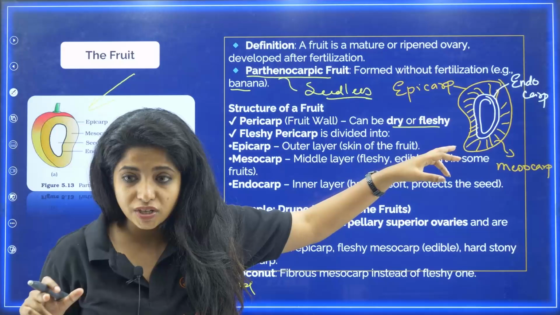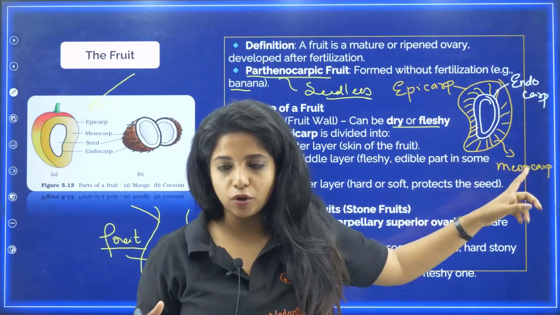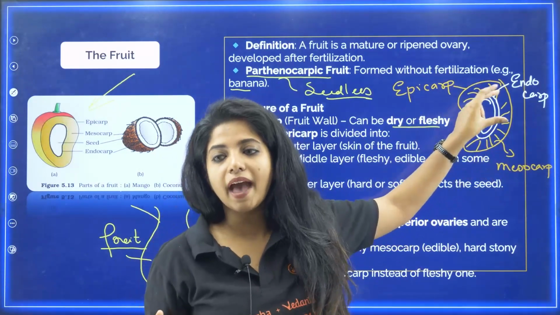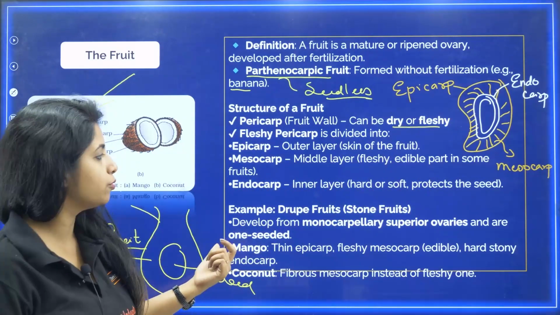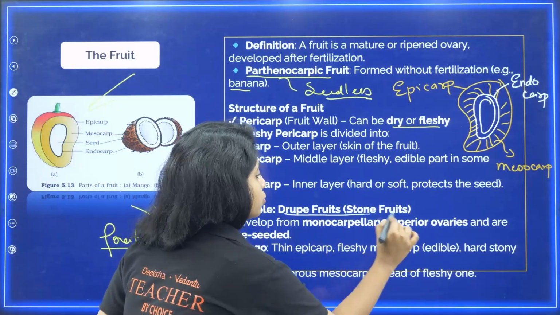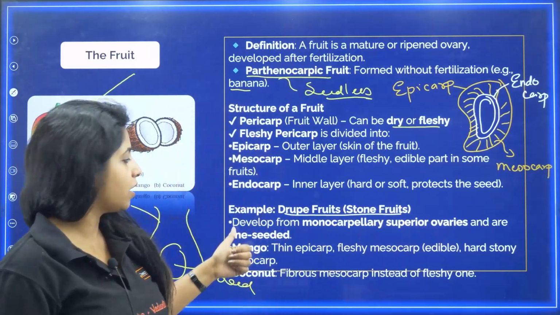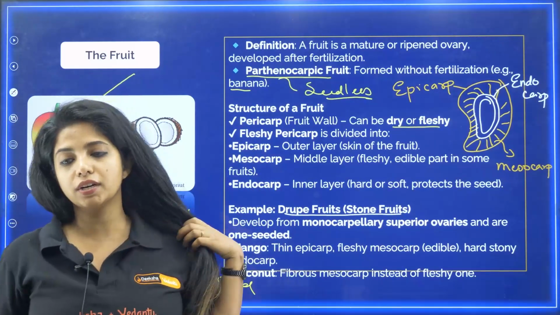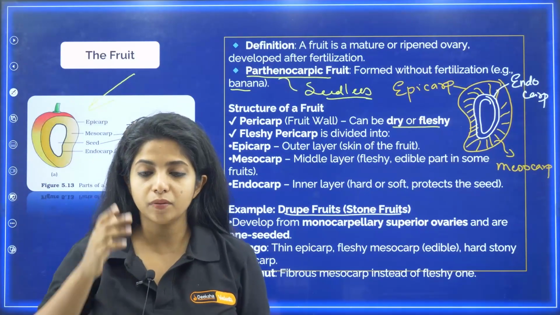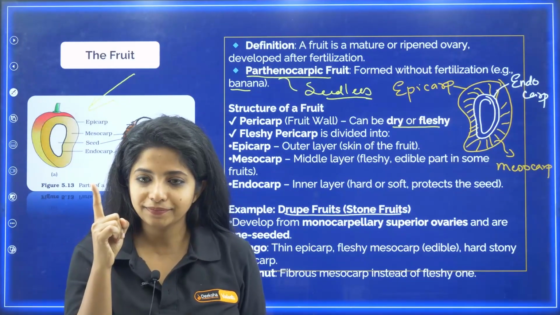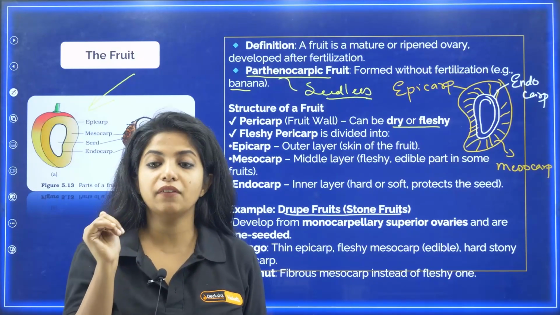In the case of fleshy fruits, my dear children, you have these three things: epicarp, mesocarp, and endocarp. You can find it in drupe fruits, which you call drupe fruits or stone fruits. They develop from monocarpillary superior ovaries and are one-seeded. What are drupe fruits? They are the ones developing from monocarpillary, meaning there is only one carpel. And the unique thing about them is that they have a superior ovary.